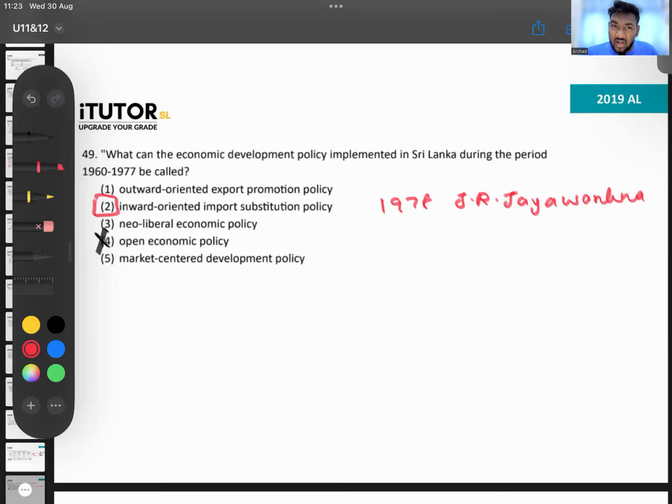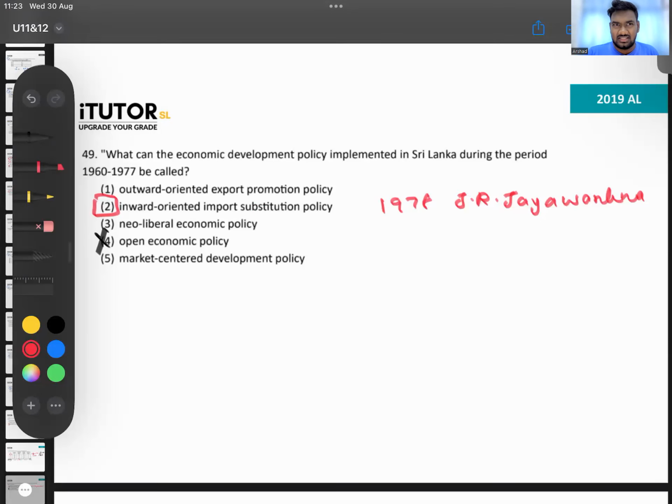So then, with so many shortages, people had to stay in queues. Now you all know the shortages. Remember we had fuel shortages and gas shortages. So it was like that. Then J.R. Jayawardena said, look here, if you vote for me and make me president, I will make Sri Lanka an open economy. That means we can import and export. So as a result, all of that came.